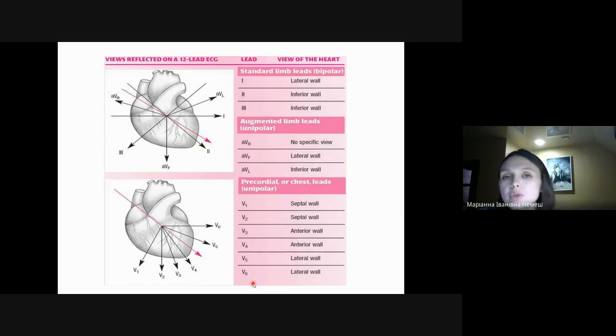This is very important to identify and to know which kind of lead is responsible for characterizing the electrical activity of each part of the wall of the heart, in case we are interested in making a diagnosis like a myocardial infarction, which could happen in a different part of the heart. About this, we are going to discuss it later.